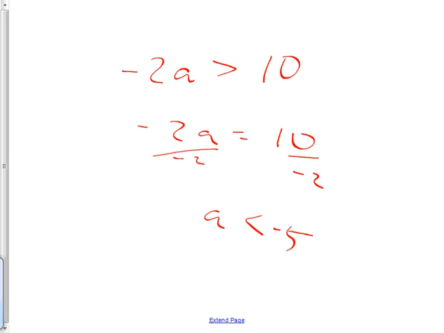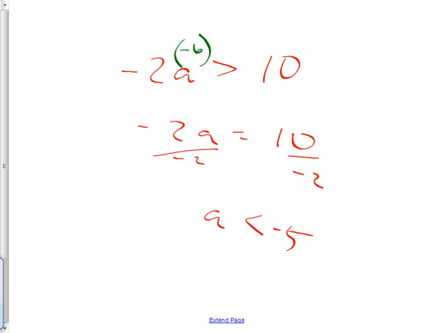And now let's just see why. Why is that true? A has to be less than negative 5. What's something less than negative 5? Think of it as a temperature. It's 5 below 0. What's something less than that? 6 below 0. Okay, so negative 6. So that means if I put in something like negative 6, it should work. Is this bigger than 10? Negative 2 times negative 6 makes positive 12. Is that bigger than 10? It works.